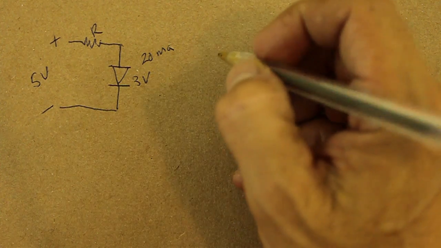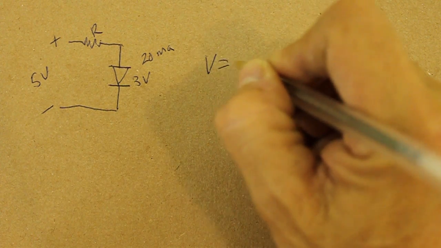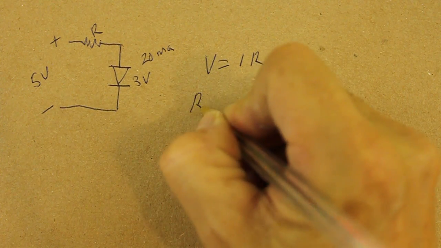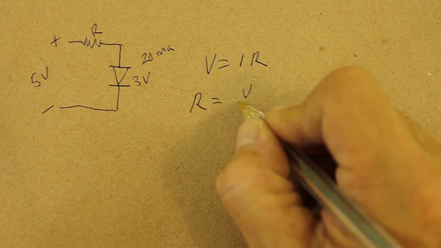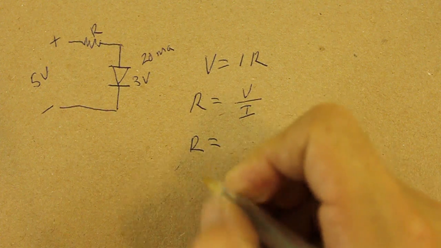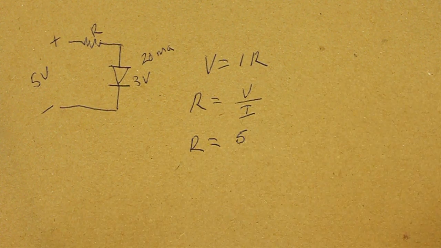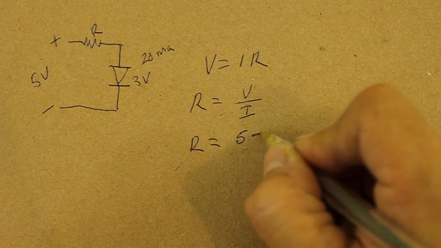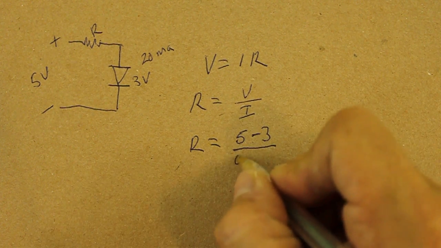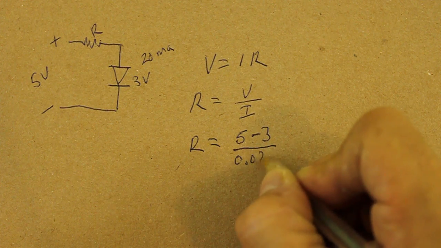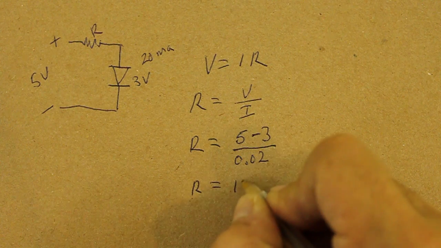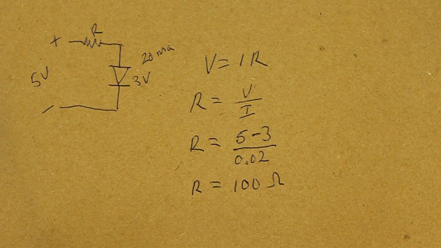So we apply Ohm's law, voltage equals current times resistance, and therefore the resistance will be voltage divided by current. So our voltage is 5 volts from the supply minus the 3 volts of the LED, divided by 20 milliamps, which is 0.02 amps. This gives a value of 100 ohms.